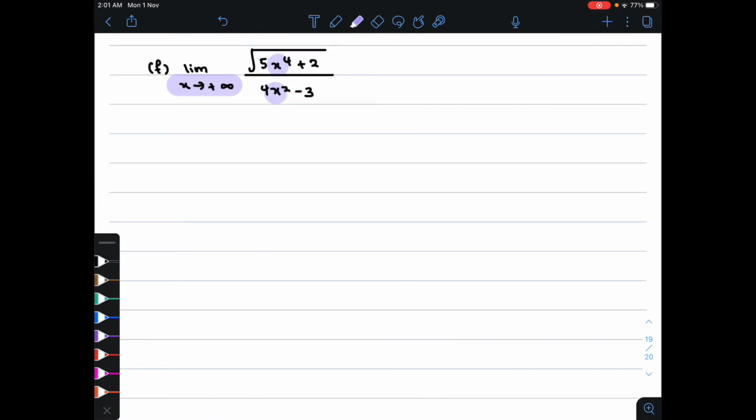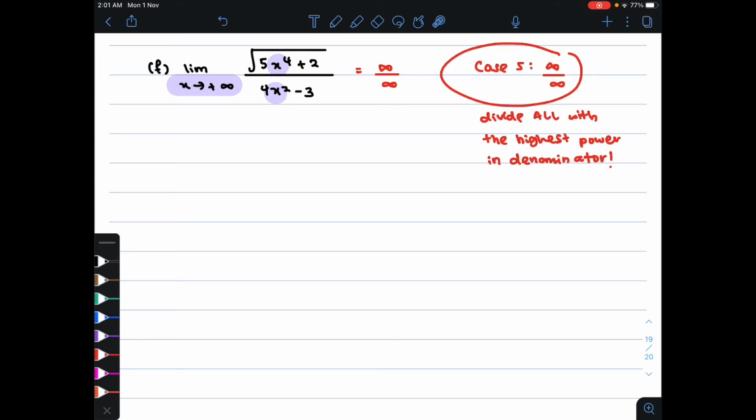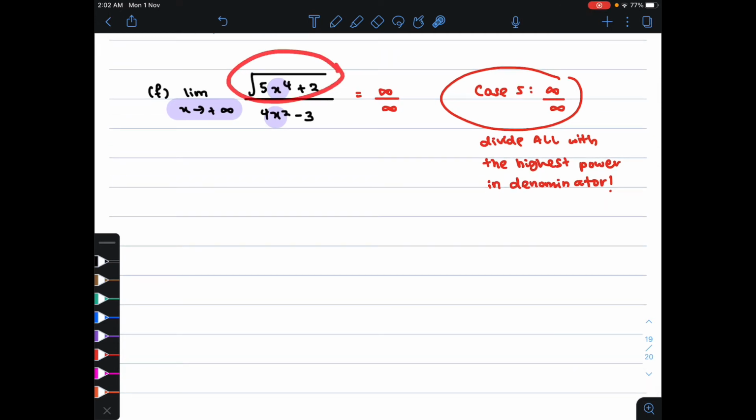For the last question here, substitute x equal to infinity into our function, and we will get infinity over infinity. So we need to divide every term in this function with the highest power in the denominator. And we can see that the highest power is x squared. But in the numerator, we have square root, so we need to do something in the numerator first, and our goal is to get square root of x squared.